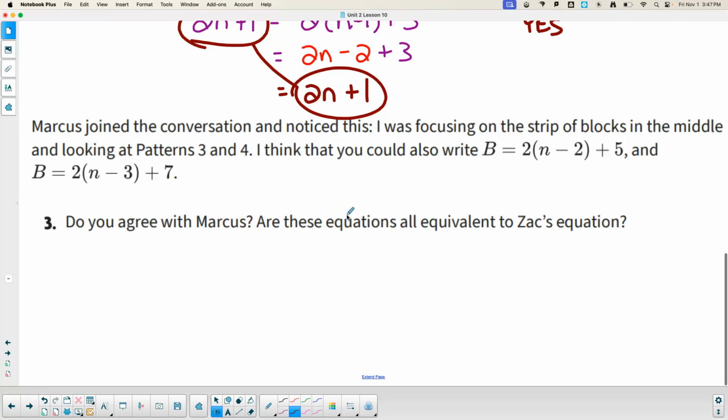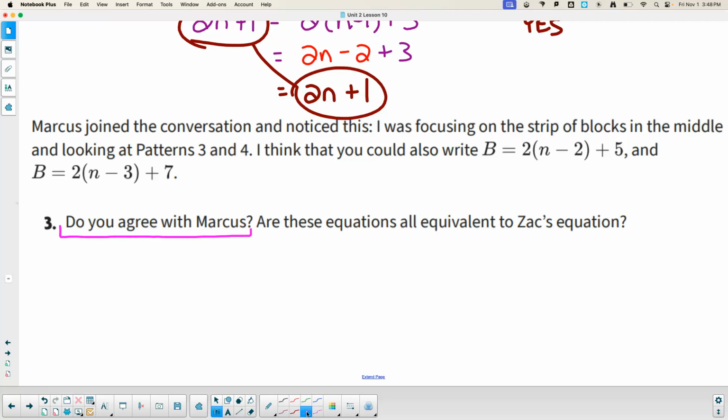Now another person named Marcus is joining the conversation, and he noticed this. He was focusing on the strip of blocks in the middle, looking at patterns 3 and 4. He thinks that he could write B equals 2 times the quantity n minus 2 plus 5. And he could write B, the number of blocks, is equal to 2 times the quantity n minus 3 plus 7. Okay? Do we agree with Marcus? Well, if we are agreeing with Marcus, then we should check to make sure that they work.